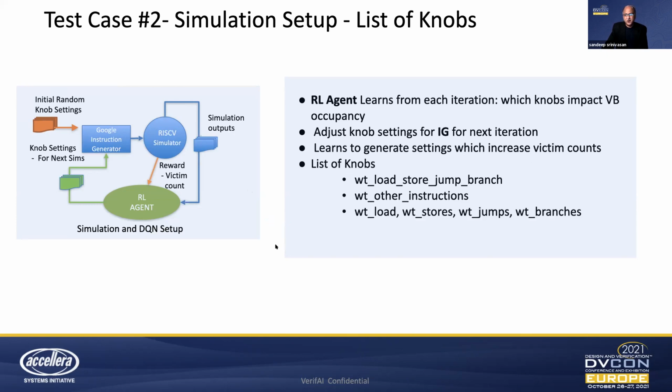The list of knobs in this particular case were: a weight for the load, store, jump, and branch instructions; a weight for other instructions; a weight for loads, a weight for stores, a weight for jumps, a weight for branches; and there's a tag and an index string. So these are the knob settings that our RL agent was generating for the Google instruction generator.